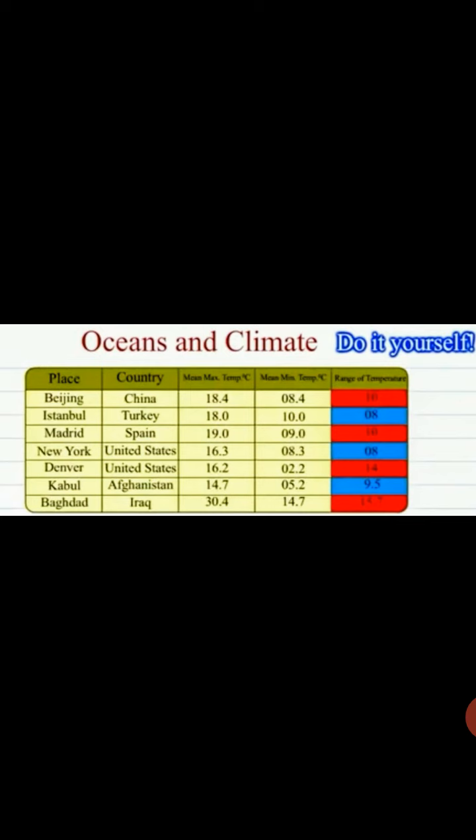So students, draw a graph for the above data. Use a proper color scheme. Okay.